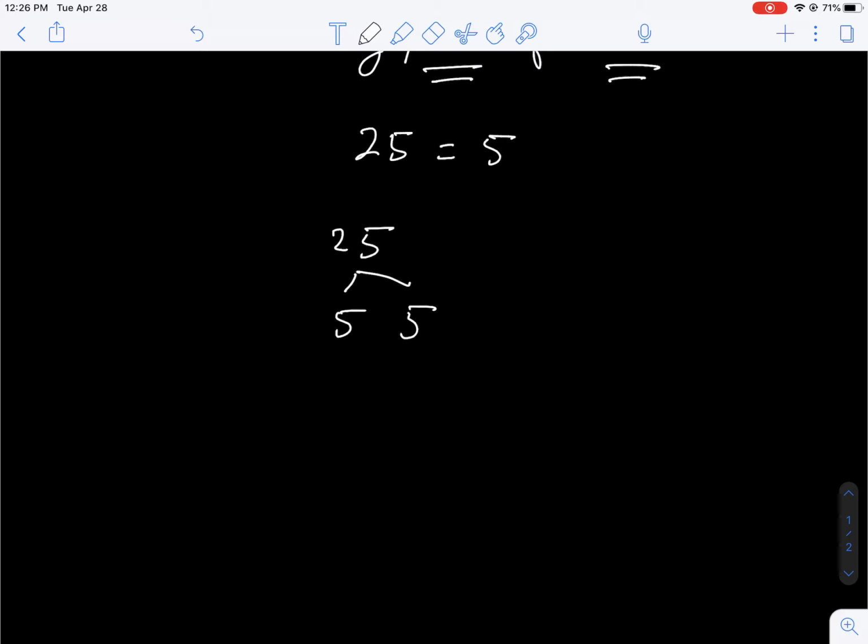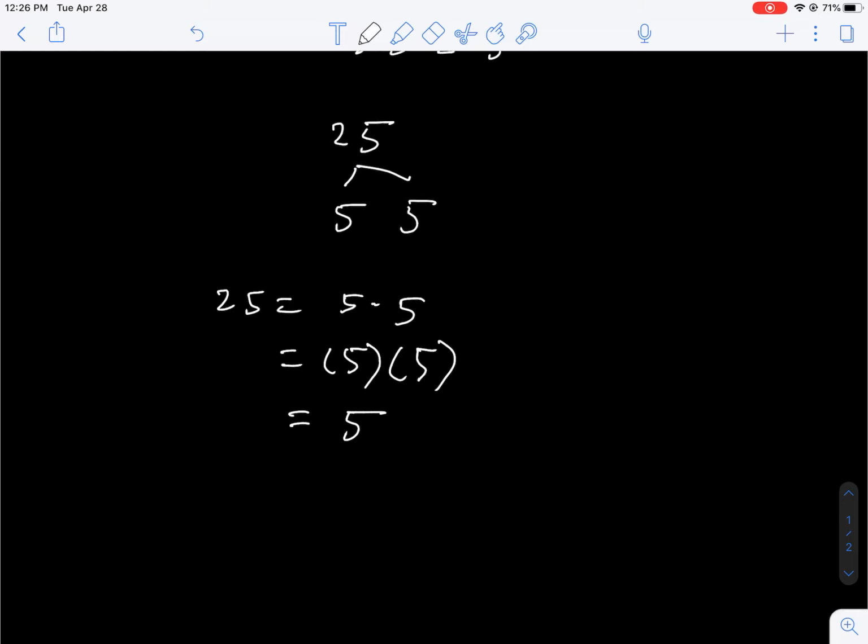And so I've got 5 and 5. So I've got two groups of 5. For square root, it's really important that you have to create two similar groups. So in this case, the square root is 5. We're going to take up a different example so that it becomes more clear, okay?